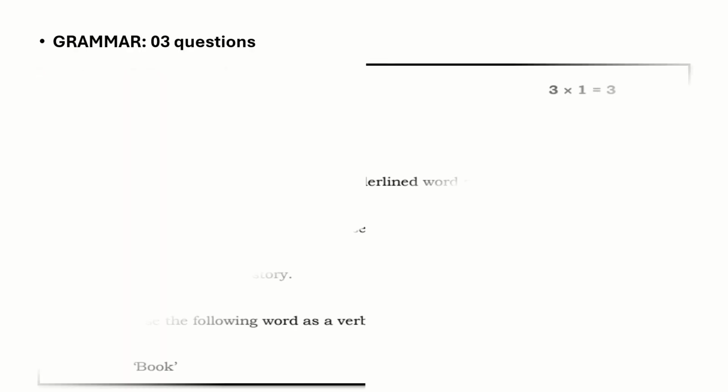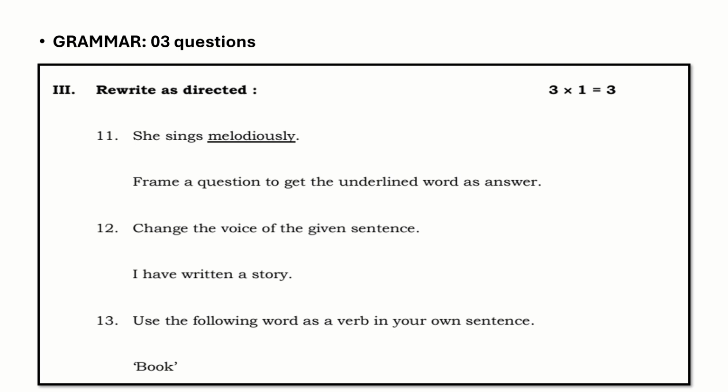Here it is. Rewrite as directed is always the third main that you see. Questions 11, 12, and 13. It says, she sings melodiously. So what you have to do is frame a question to get the underlined word as the answer. Change the voice of the given sentence: I've written a story. And then use the following word as a verb in your own sentence, or the book.